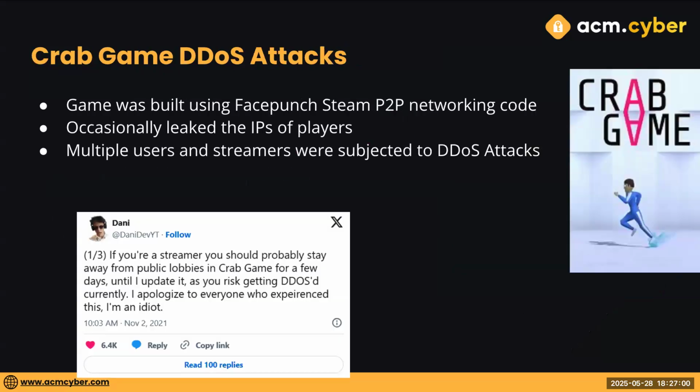A second one is more of an indie game, Crab Game, if you've ever heard of that, where people were able to get the IPs of other players. What they ended up doing was DDoSing all the players. So you would have streamers who go onto the game and then suddenly it's all gone. They have your IP and your stream's done, or you're just a random player. Well, now your internet's down. Good luck.